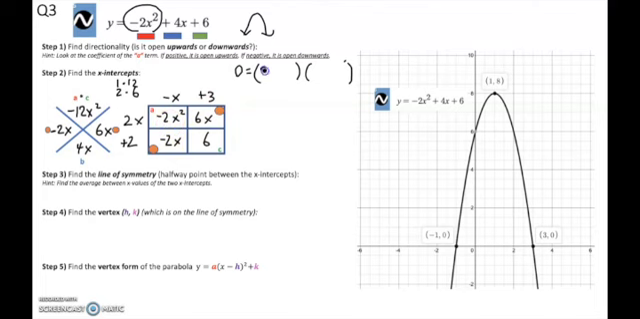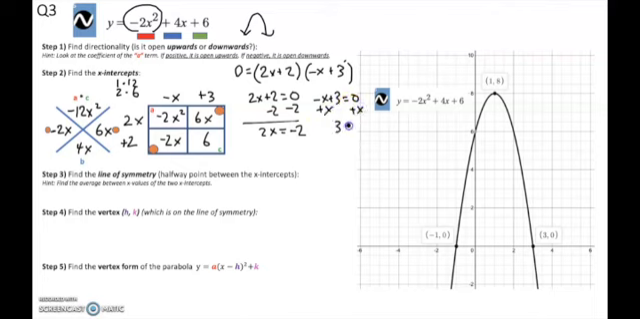So let's go ahead and fill this out. 2x plus 2 and negative x plus 3. So using the zero product property, 2x plus 2 is equal to 0, and negative x plus 3 is equal to 0. So let's subtract 2 from both sides to get 2x is equal to negative 2, and let's add x to both sides to get 3 is equal to x. Let's divide both sides by 2 on this equation to get x is equal to negative 1 and x is equal to 3.